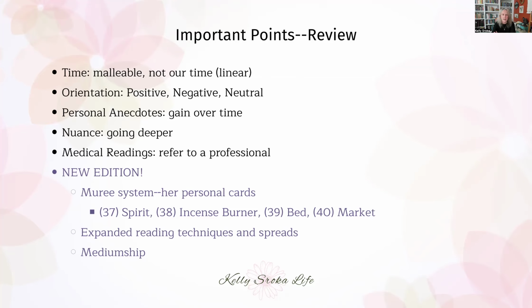One of the things that has changed between the first book and this book is that Raina George has included her Murray system, which includes her personal cards. She has 4 other cards that you can see right here: the 37 Spirit, 38 Incense Burner, 39 Bed, and 40 Market. She includes these 4 cards in her system, as well as an extra man and an extra woman. That was in the last session, class 7, where we did man and woman, so if you're interested in that, you can go back to that class. But this is her expanded system of reading.